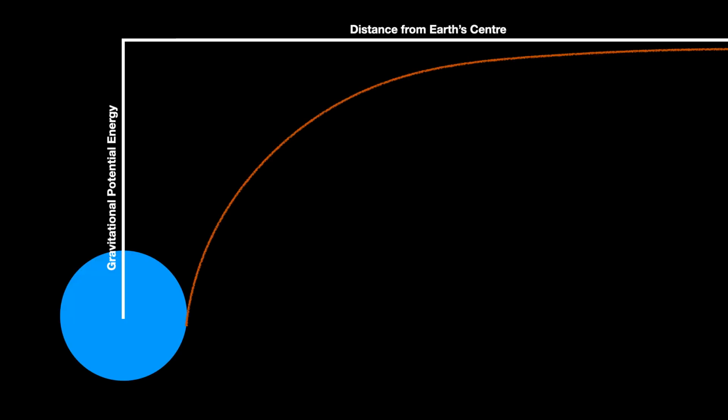It might help to explain with this graph here. So the y-axis is gravitational potential energy, and the x-axis is the distance from Earth's center. You probably have seen this graph if you've studied gravitational potential energy. As you can clearly see from here, the gravitational potential energy is increasing as you go farther and farther. But it does approach zero, which is interesting.